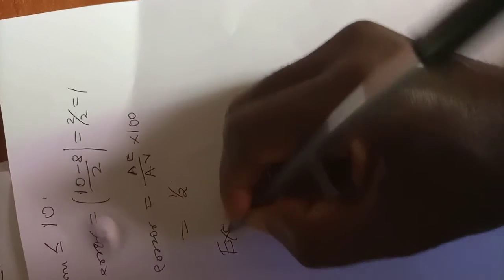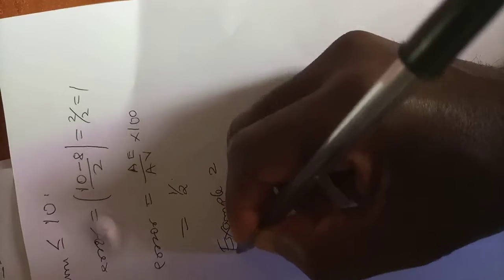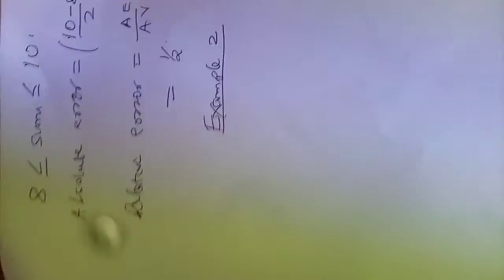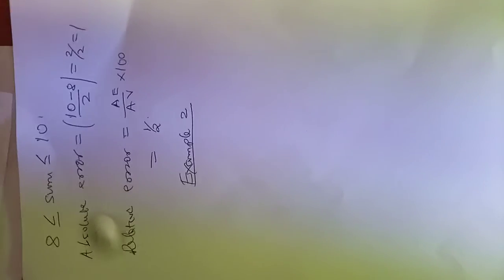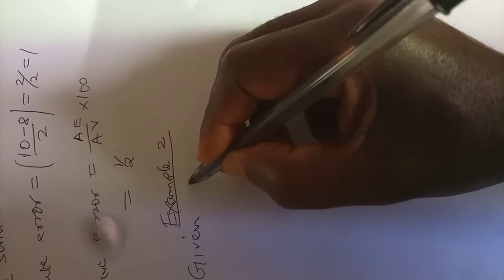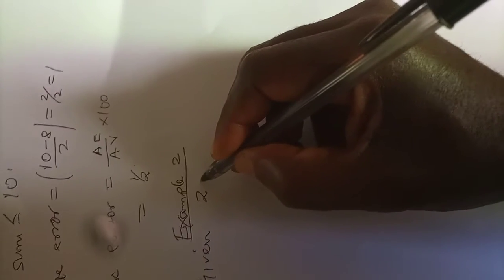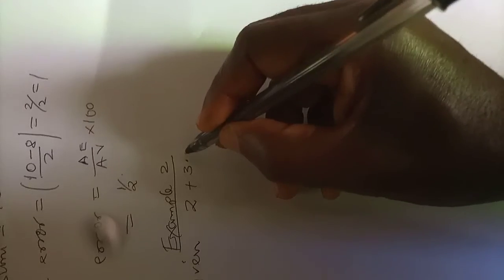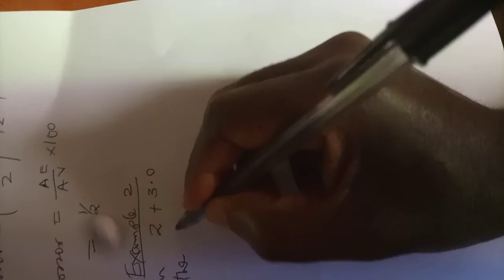Example 2. In our example 2, we need to adjust these numbers so that one has one decimal place and another is a whole number. Given 2 plus 3.0, find the percentage error.